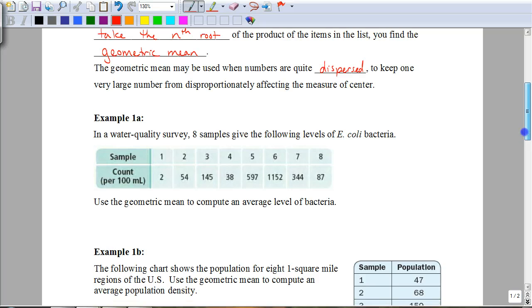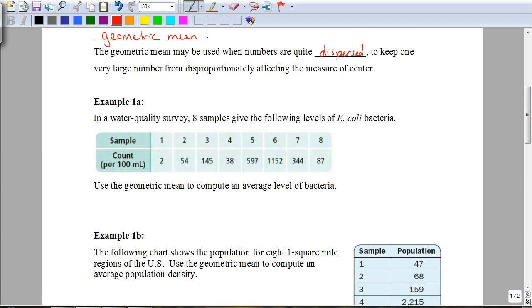Like, let's look at this example. Here it says, in a water quality survey, 8 samples give the following levels of E. coli bacteria. And these values down here in the bottom row are in counts per 100 milliliters. So in sample 1, there was 2 for every 100 milliliters. In sample 2, there was 54. In sample 3, 145, and so on.